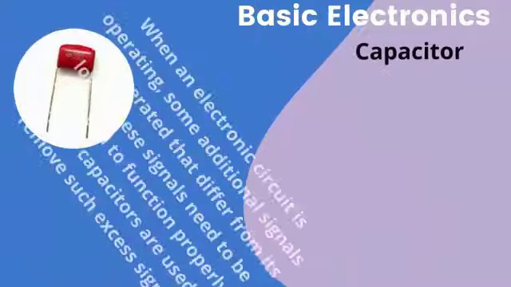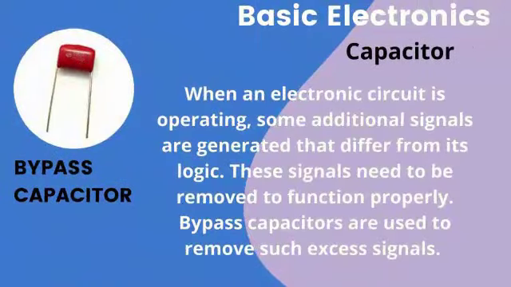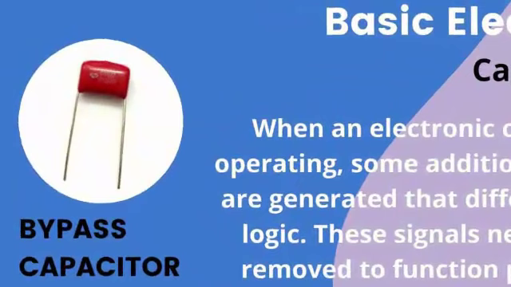Bypass capacitor. When an electronic circuit is operating, some additional signals are generated that differ from its logic. These signals need to be removed to function properly. Bypass capacitors are used to remove such excess signals.